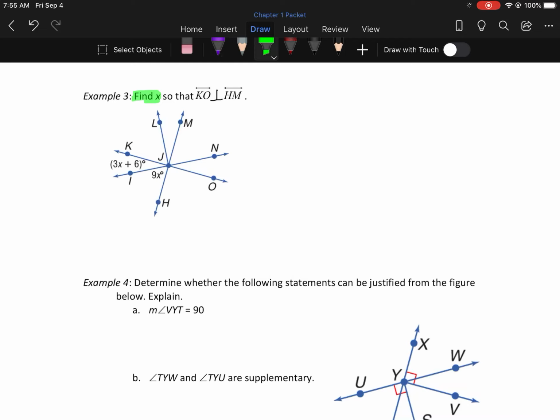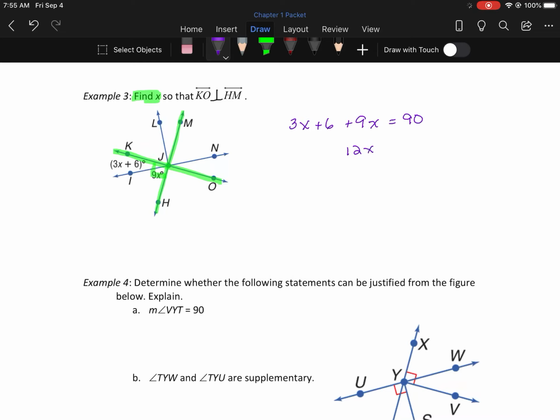So I'm going to highlight KO and HM. So those are the two lines we're referring to. And that means they need to be perpendicular, so that needs to equal 90 degrees. Well, if I look at this 90-degree angle right here that I put, that's comprised of two angles. So if I add those two angles together, it should equal 90 degrees. So we're going to do 3x plus 6 plus 9x is equal to 90.